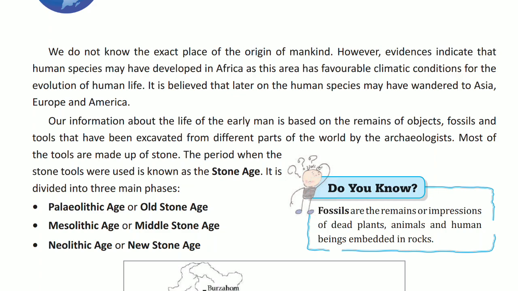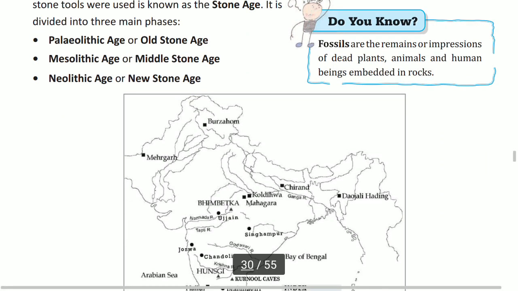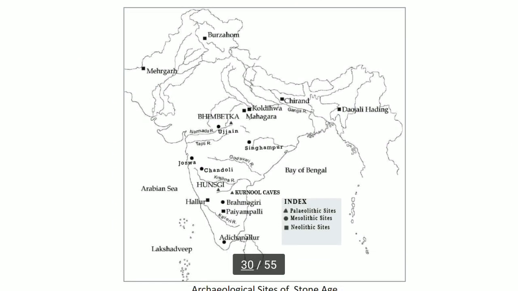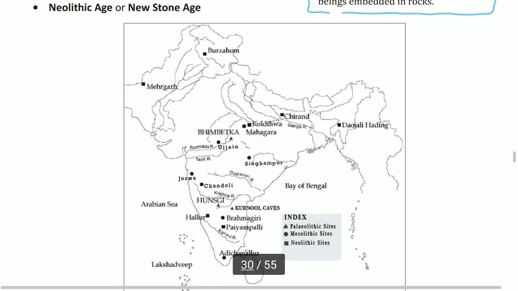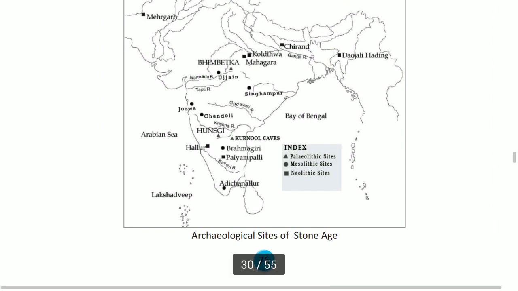Yesterday also we discussed all the three phases. First one is Paleolithic Age, second is Mesolithic Age, and third is Neolithic Age. We call them Old Stone Age, Middle Stone Age, New Stone Age. With the help of the map, we can easily find their locations, where they lived. It is given in the index: triangles show Paleolithic sites, circles Mesolithic, and squares Neolithic.